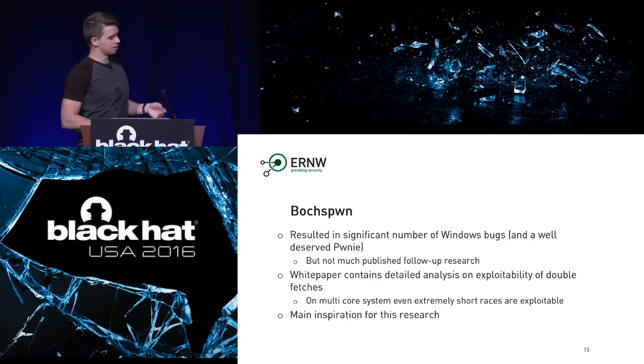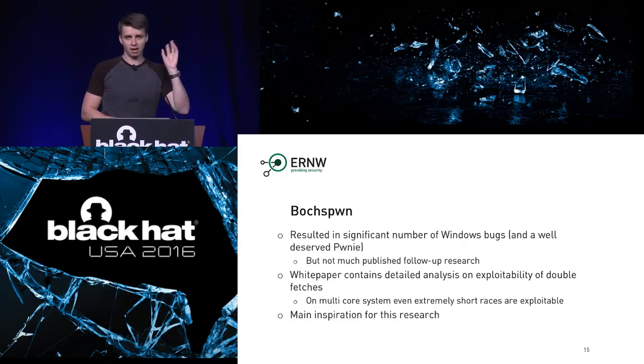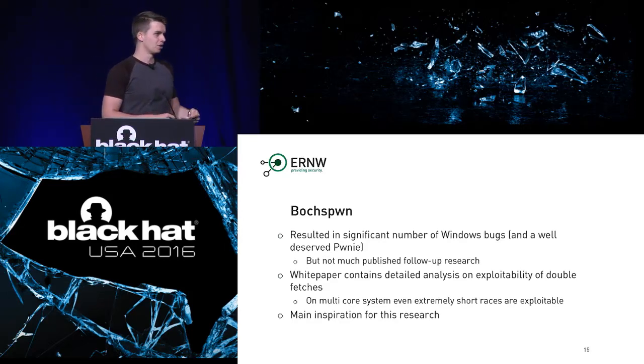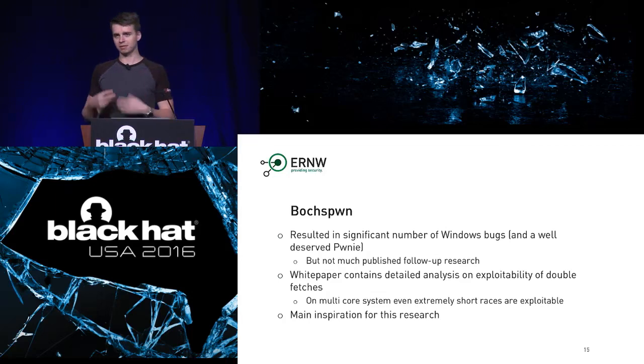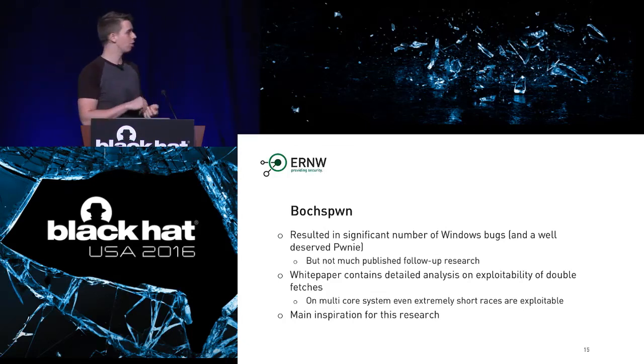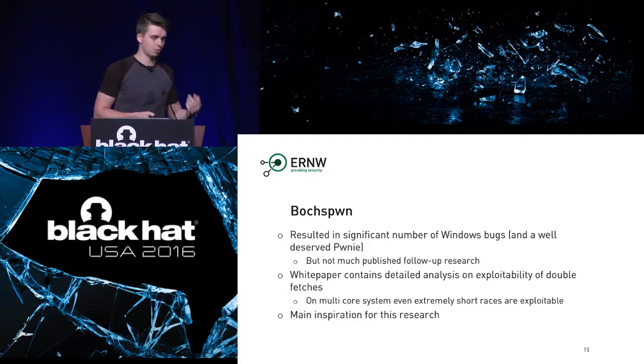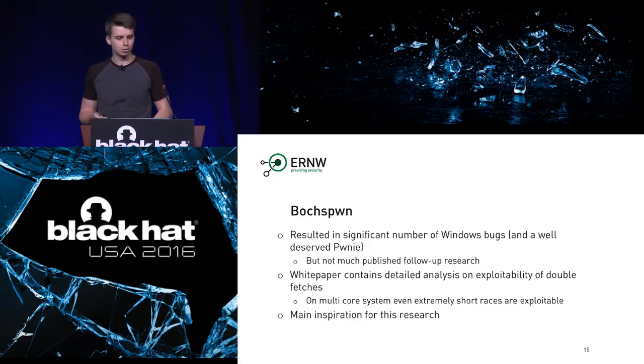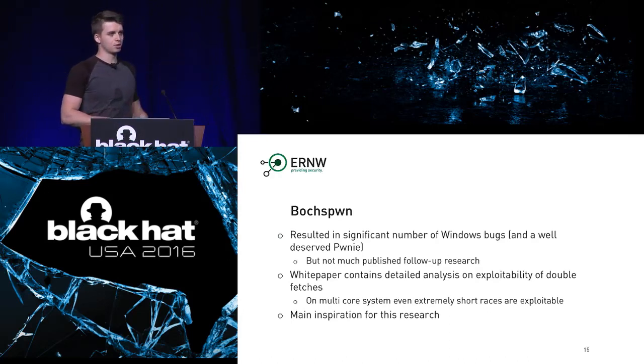And they also released a really detailed white paper that contains an analysis of when these double fetches become exploitable. To summarize it in one sentence: if you have a multi-core system, so the system has multiple CPU cores available, then even if your race is extremely short, these types of bugs are exploitable. Which is perfectly fine for my use case, because normally if you are operating in a virtual machine, you probably have more than one CPU core available. As you might notice from the name of my talk, Xenpwn was the main inspiration for this research, and they found a lot of interesting bugs.